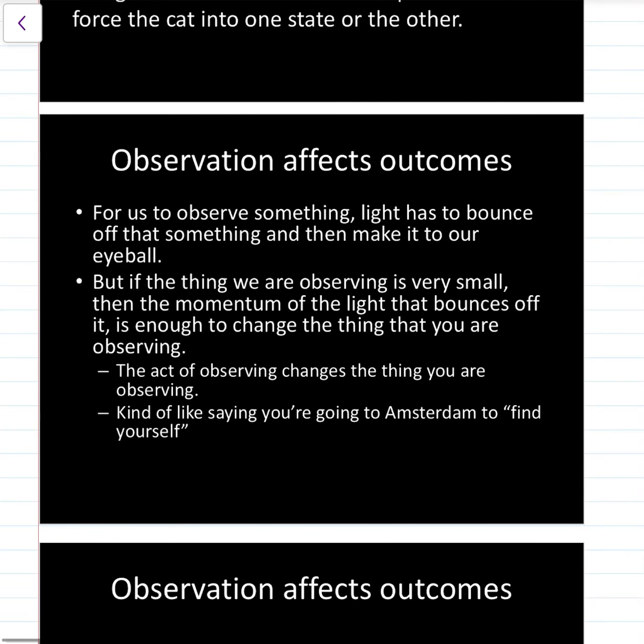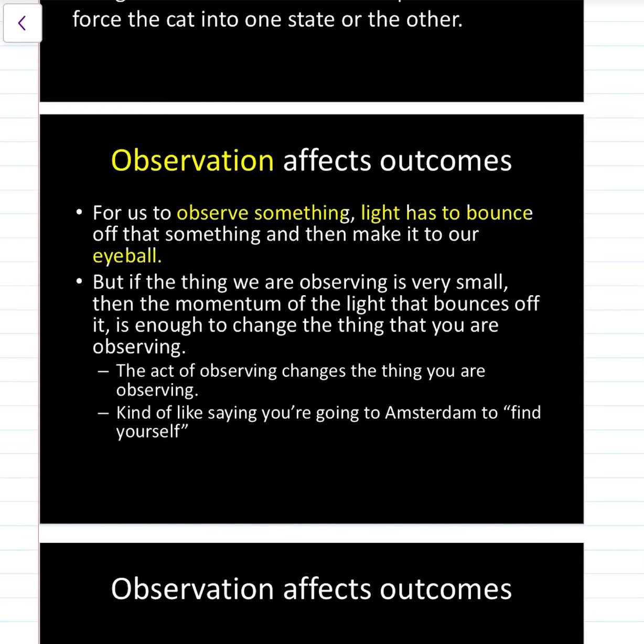And an argument or some reasoning behind observation affecting quantum systems. It just is an aspect of quantum. One way to rationalize it is whenever we observe something, we use light, whether it's visible light or ultraviolet light or infrared light. But basically, to see something, we bounce light off of it and then collect that light in a detector or our eyeball if we're talking about us.